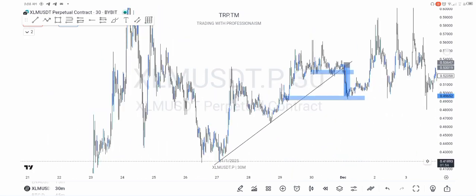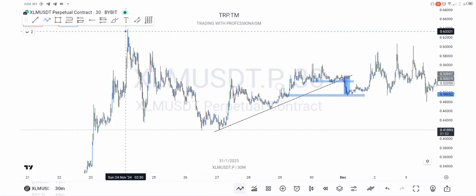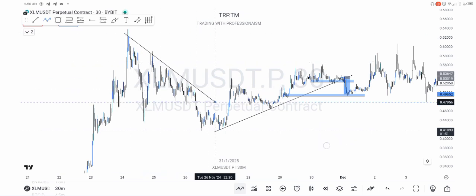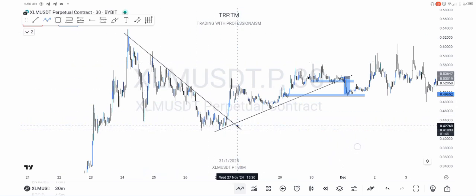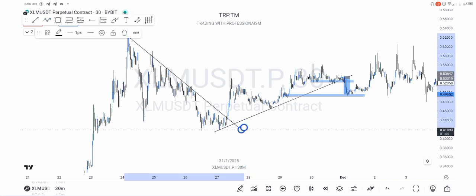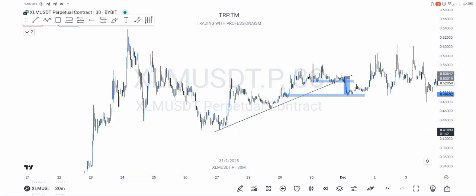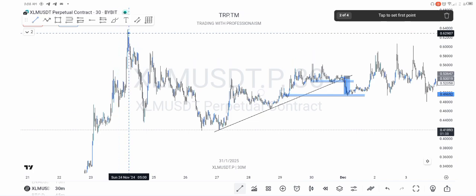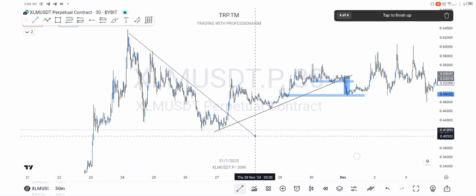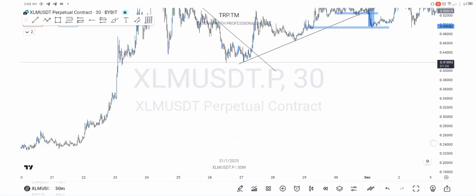So now look at another trend line here. Trend lines are everywhere. Just notice the trend first. See this trend line here. See this trend line here. And you can see that beautiful break of the trend line there. You can see that wonderful break of the trend line here.